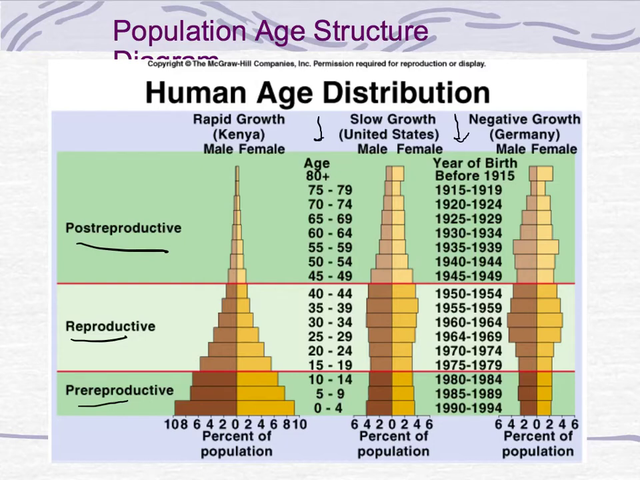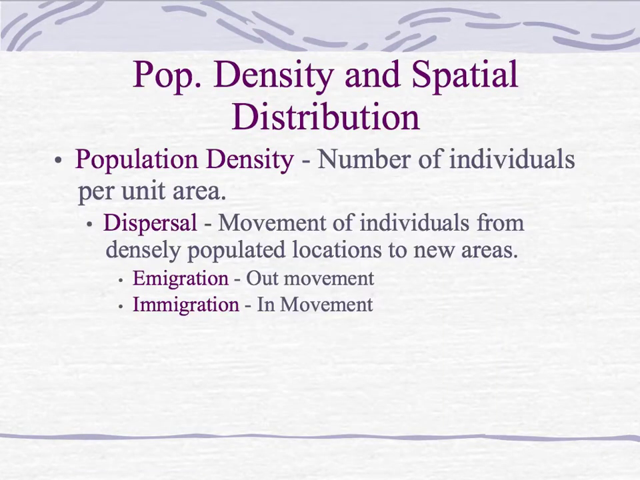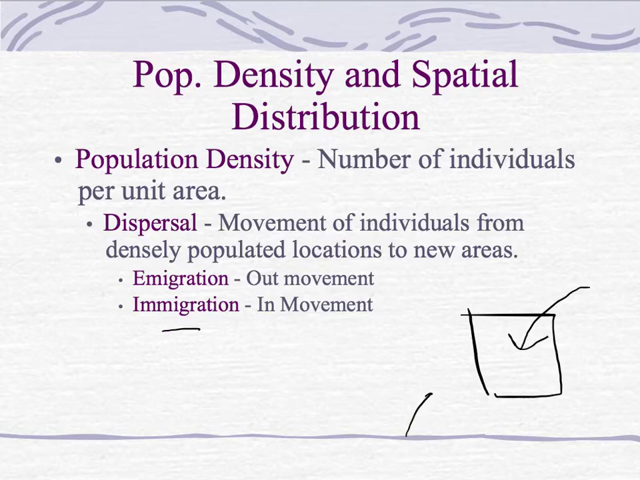A population that is pre-reproductive that moves into reproductive is then going to increase, and the population is going to get bigger. Population density is the number of individuals per unit area. So we can talk about this through individuals moving into an area and out of an area. So into an area is immigration. Out of an area is emigration. And we talk about this both for humans as well as other species.